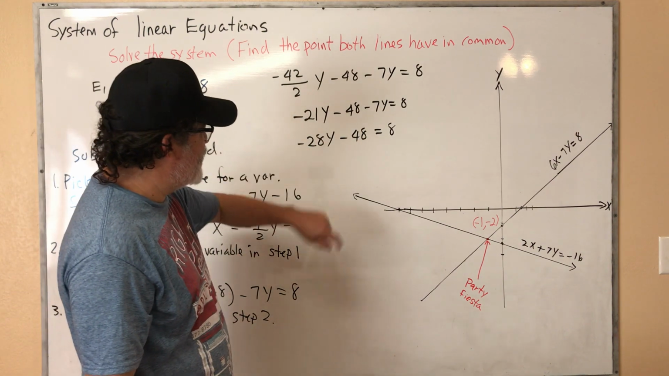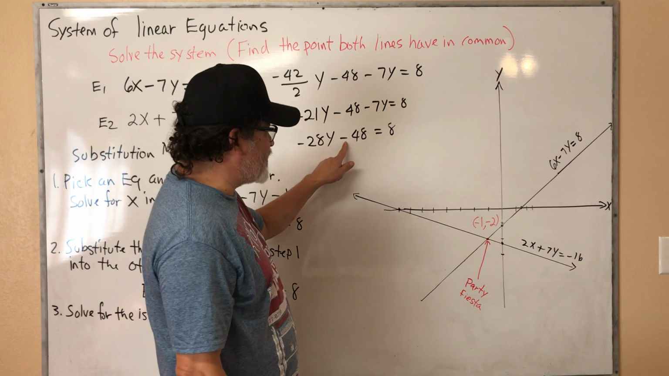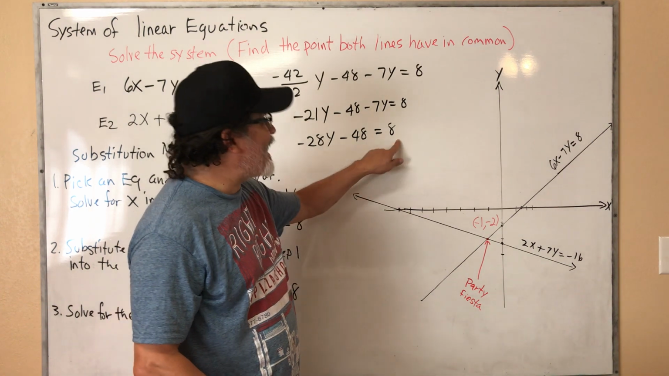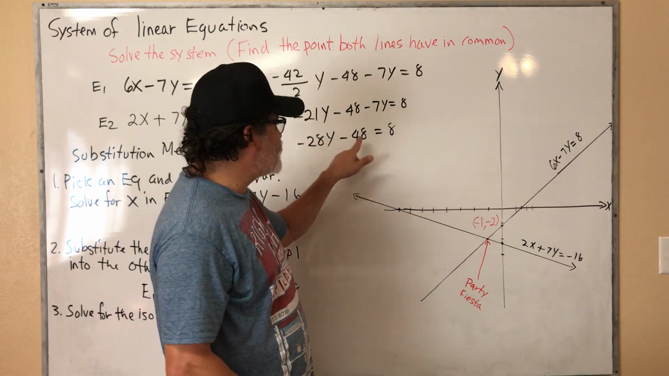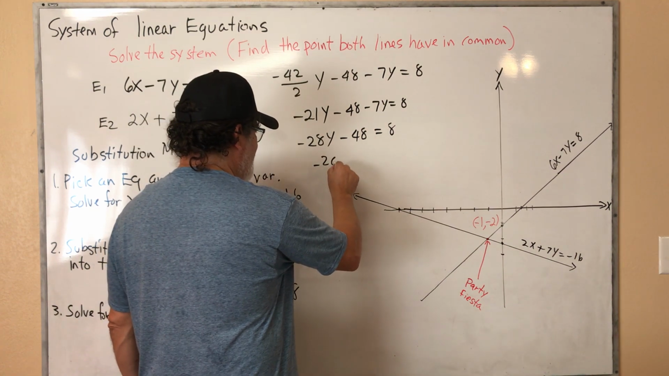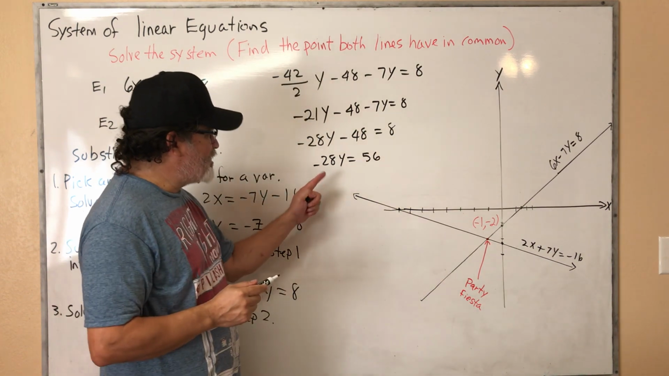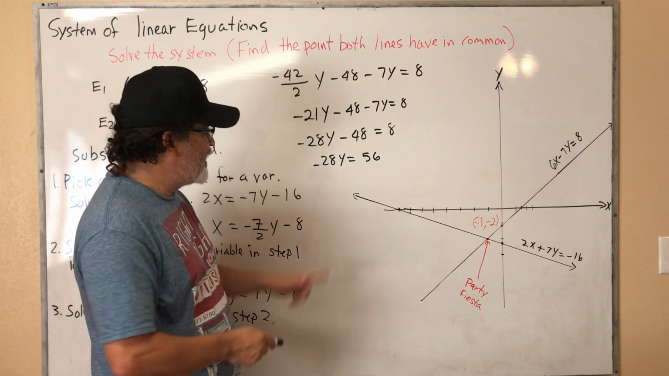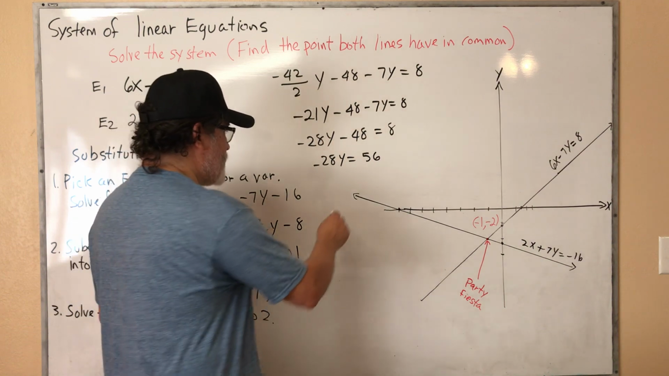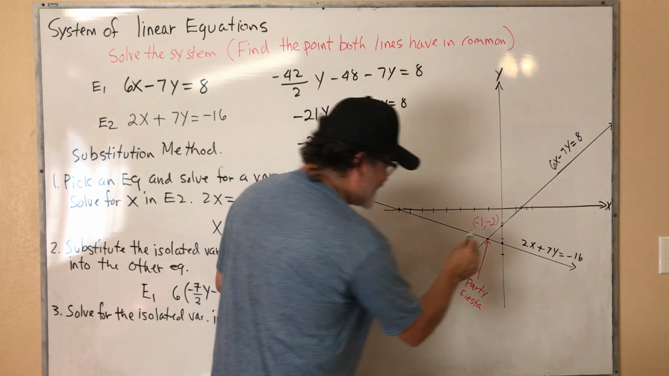How do you solve for y? Well, bring this over. This becomes positive. What is 8 plus 48? 8 plus 48 is 56. So negative 28y equals 56. Okay? Divide both sides by negative 28. What is 56 divided by negative 28? y equals negative 2. Yeah. We got this part.